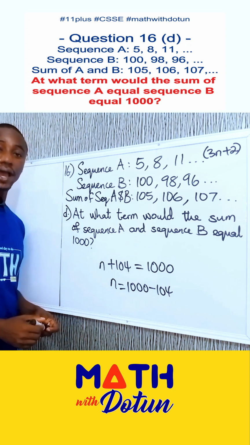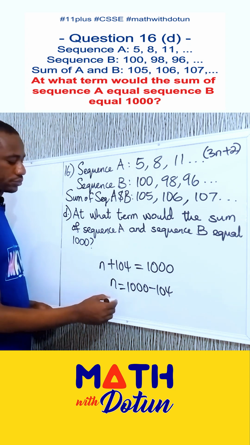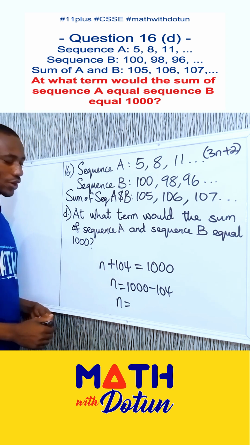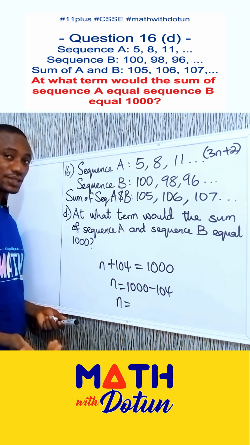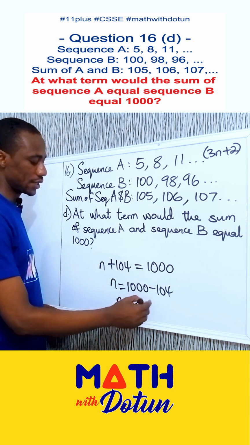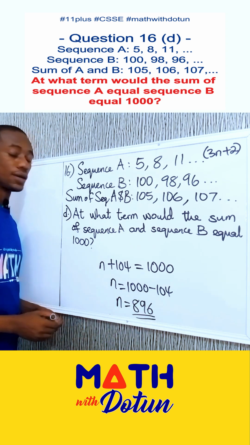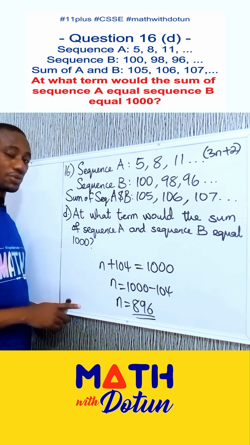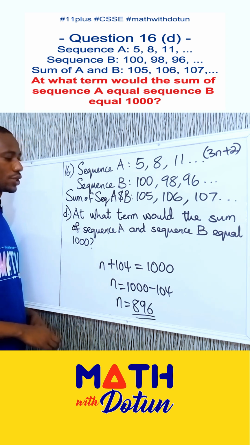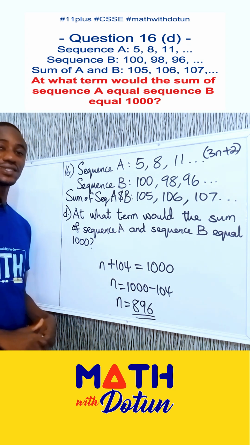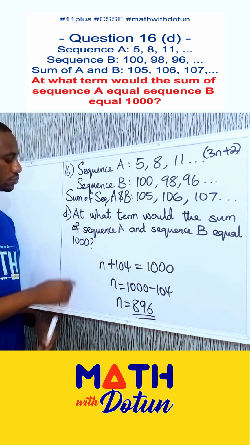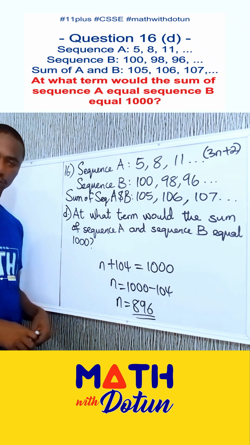So 1,000 minus 104. What's the answer? That would be 1,100 is 900. 4 from 900 will be 896. Remember, you must do all this with speed and accuracy. So it will be at the 896th term where you would have the sum totaling 1,000.